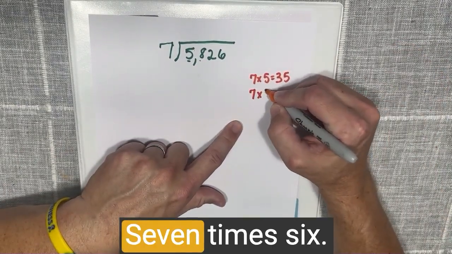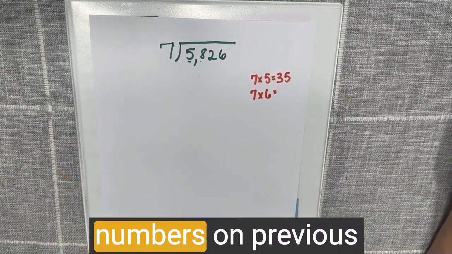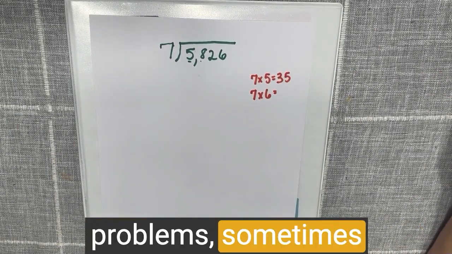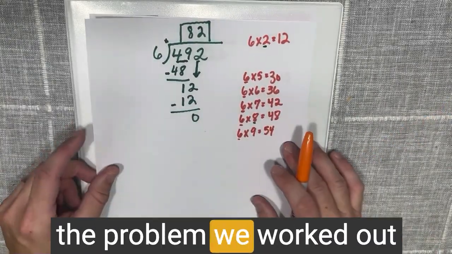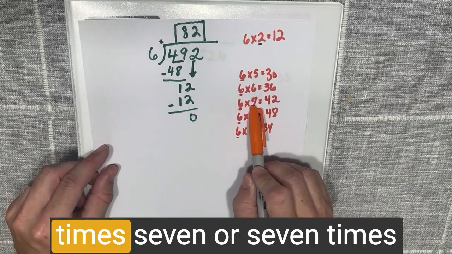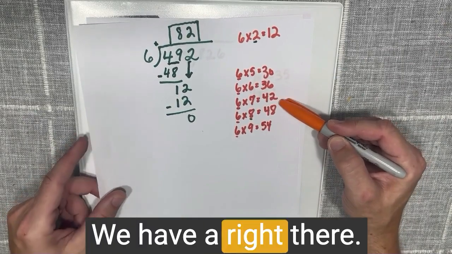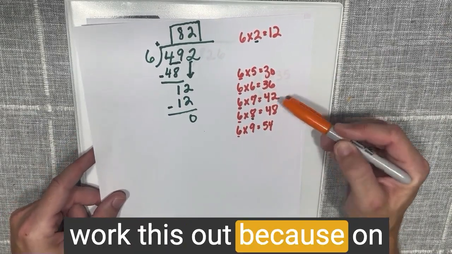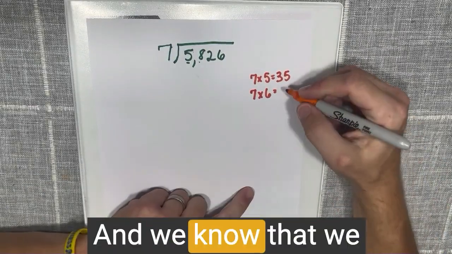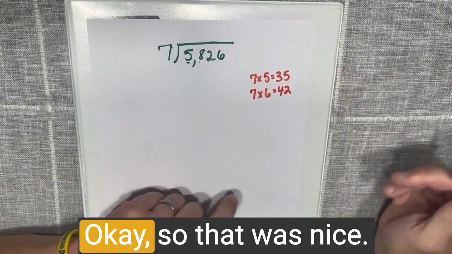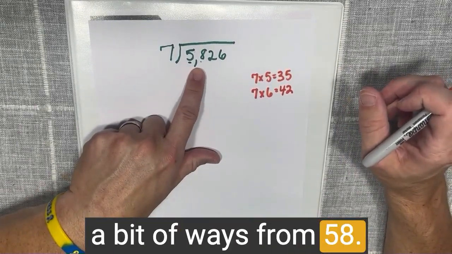Okay. 7 times 6. Now remember, mathletes, we talked about that when you write your numbers on previous problems, sometimes you can refer back to it and it can help you out. And if we look back here at the problem we worked out before, we know that 6 times 7, or 7 times 6, means the same thing, is 42. We have it right there. So we didn't even need to work this out because on our first problem, we kept that information there. We didn't erase it. And we already know that answer. It's 42. Okay, so that was nice. However, 42 is still quite a ways from 58. So we're going to keep going.